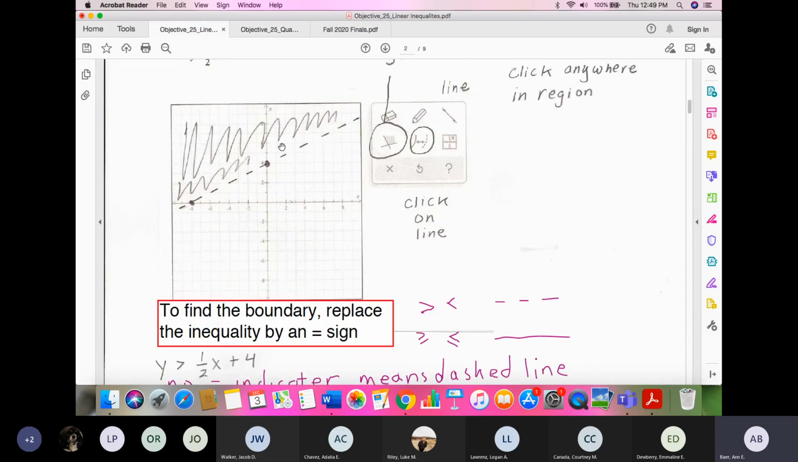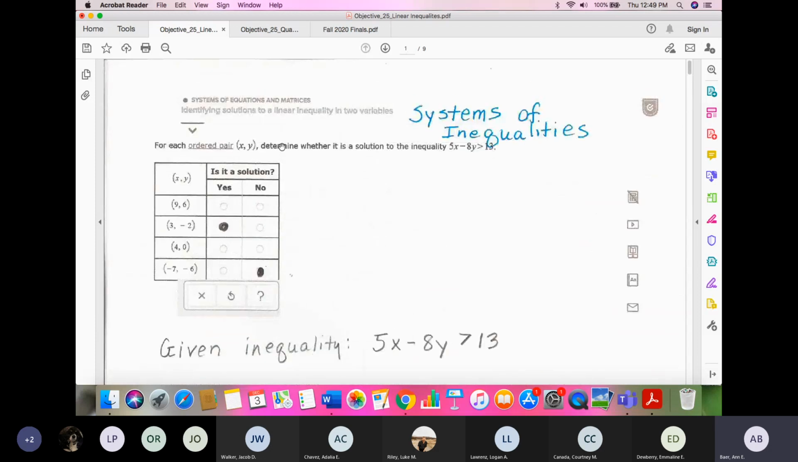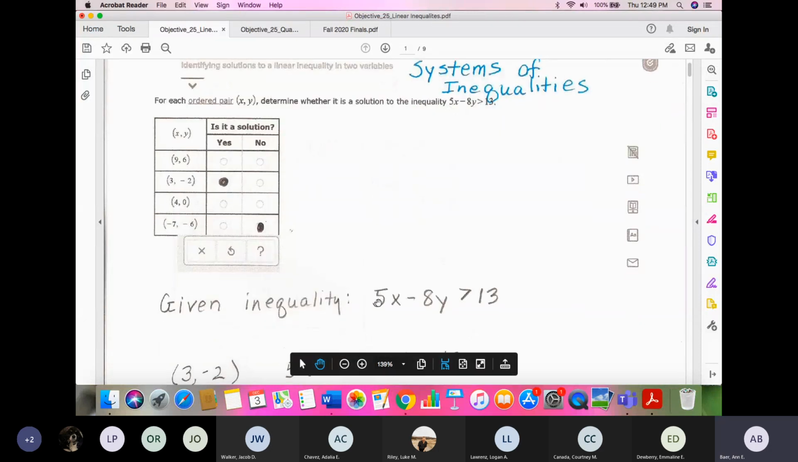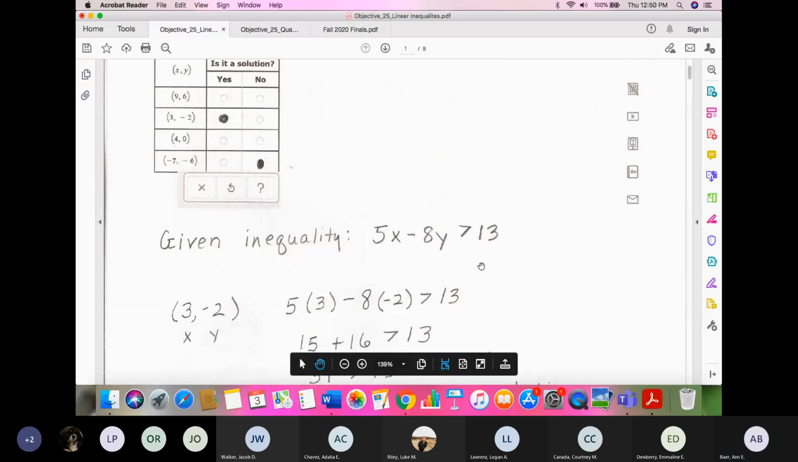So yeah, let me go back to this first topic on inequalities here. We're going to look at a couple of the ordered pairs here. If an ordered pair satisfies this given inequality, in other words, if it makes it true, then that ordered pair is a solution and you would answer yes.